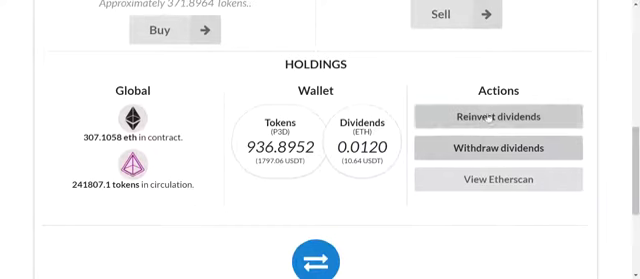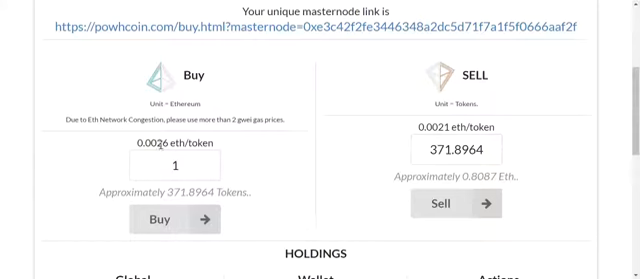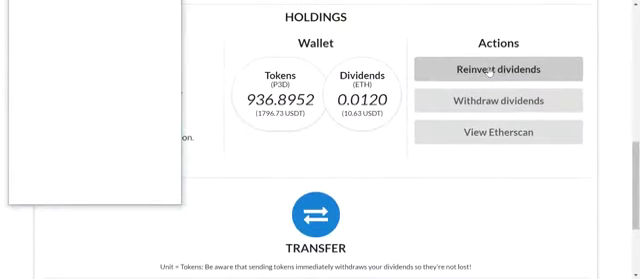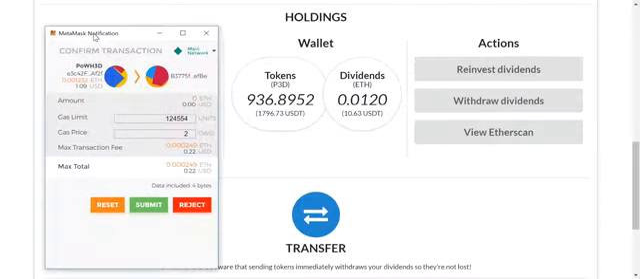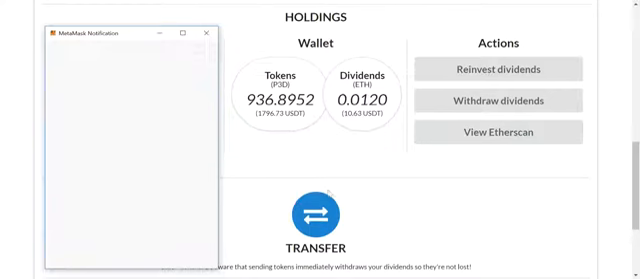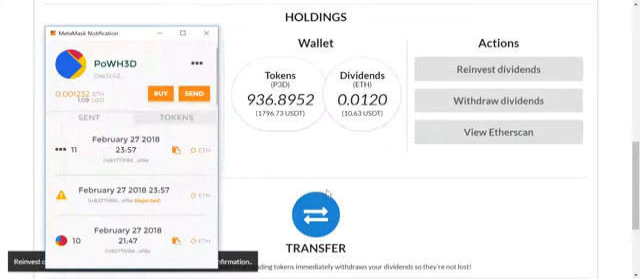I can reinvest my dividends, which is what I've been doing. I've been constantly reinvesting, and more so because the price here goes up. So basically, I want to get it cheaper. So let's do that right now. I want to reinvest my $10 worth. It says 2 Gwei. I always crank it up to 4, because if it's 2, it's just going to take forever.